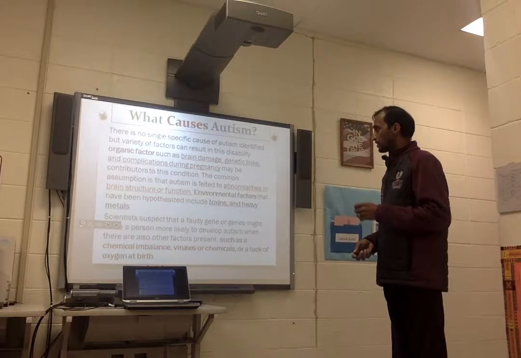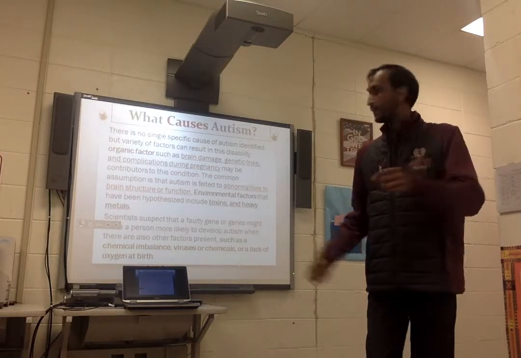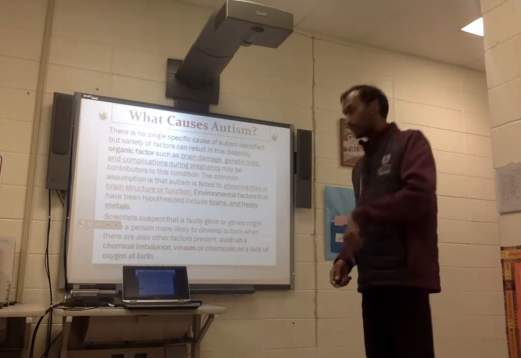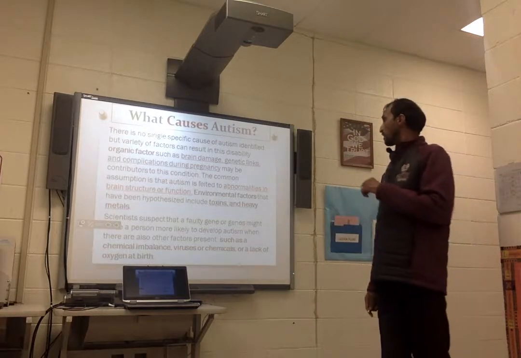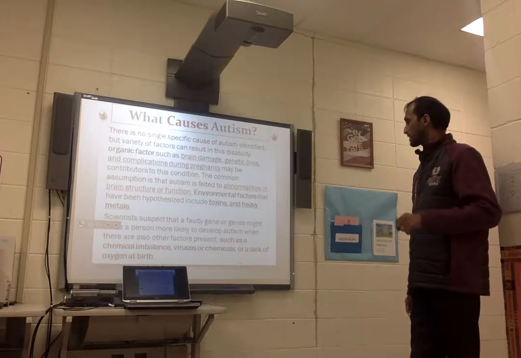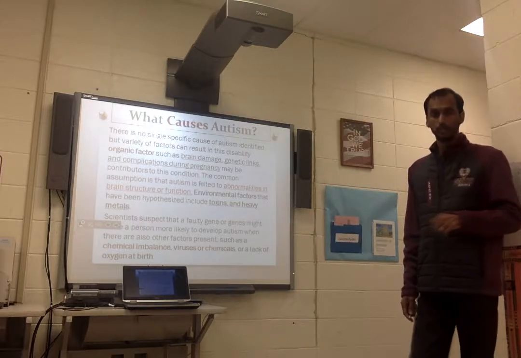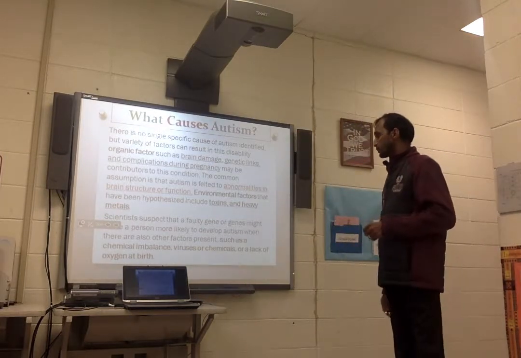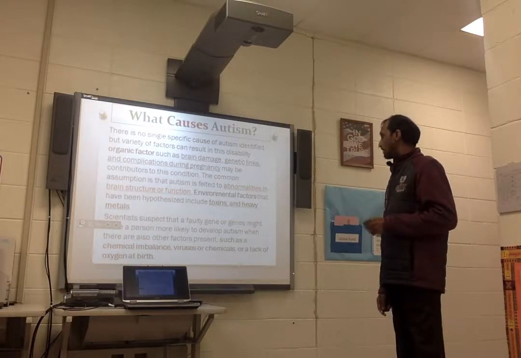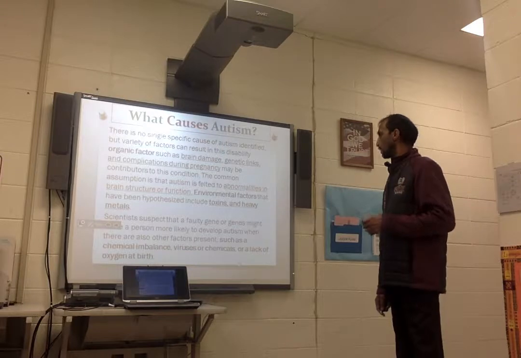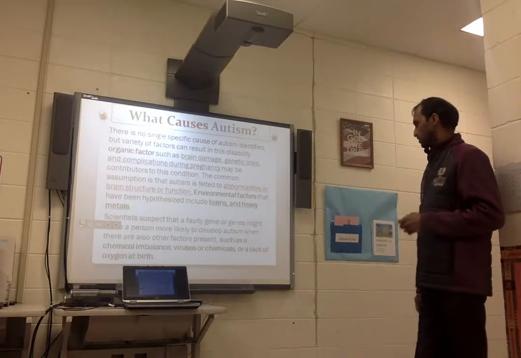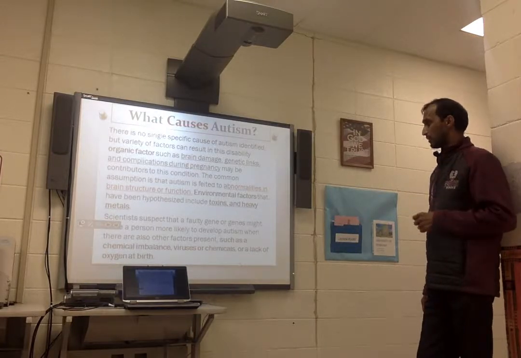These are abnormalities in the brain structure or function. As we said, any of these conditions lead to abnormalities of the brain structure or brain growth, which lead to autism spectrum disorder. What about environmental factors? It has been hypothesized that toxins and exposure to heavy metals lead to autism spectrum disorder. Scientists also suspect that a faulty gene or genes might make a child more likely to develop autism when other factors are also present, such as chemical imbalance, viruses, chemicals, or a lack of oxygen at birth.